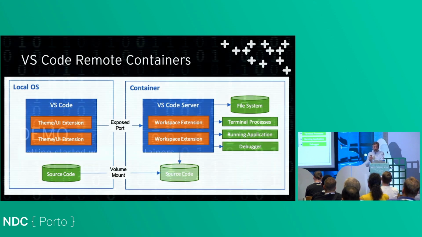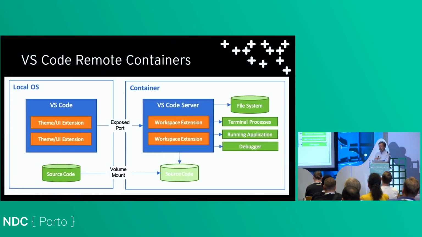So why would you want to do this? The idea is that I don't have to have all the things necessary on my machine. The only thing I really need now is VS Code, and I need something like Docker. There are alternatives to Docker, like Podman, but I need something that can run my container. That's it. I don't need anything else.